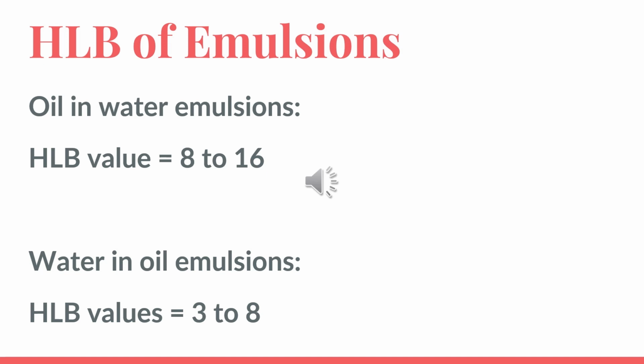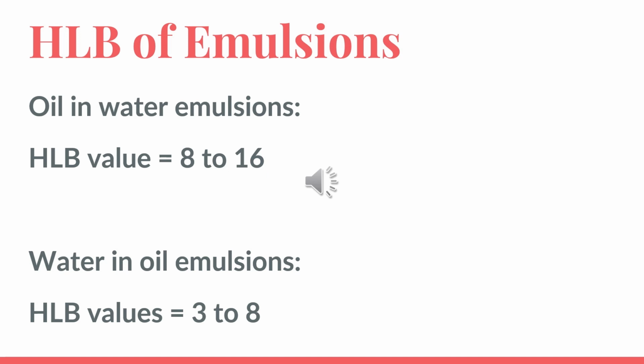Here, which will be the hydrophilic substance and which will be the lipophilic substance? The hydrophilic substance will be the oil in water emulsion, because the dispersion medium in an oil in water emulsion is water. So that will be more hydrophilic. So the hydrophilic substance will have a higher HLB value, which is 8 to 16.